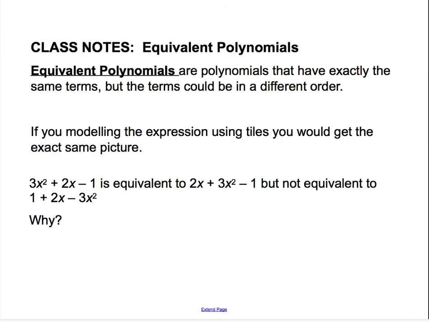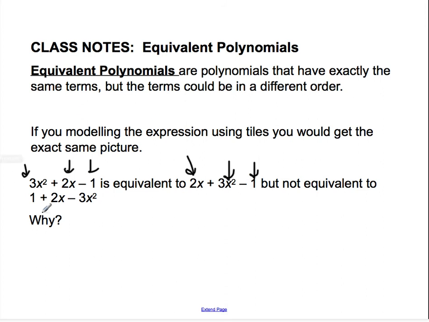So equivalent polynomials are polynomials that have the exact same terms, but they're just in different order. Okay? So if you were to do the algebra tiles, they would just be mixed up. They're the exact same algebra tiles though. So if I have a 3x squared and a 3x squared and a 2x and a 2x and a -1 and a -1, just because they're in a different order, it is the exact same polynomial.